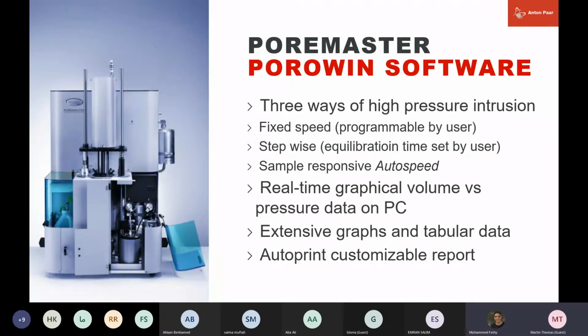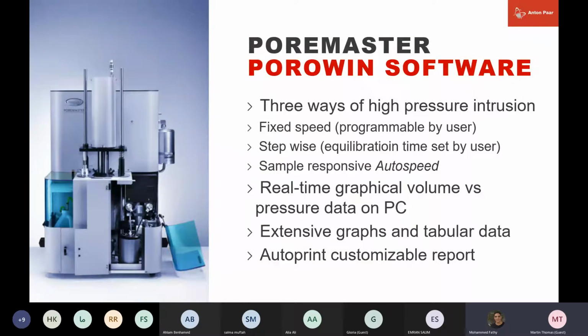You'll actually see that coming through on the screen, so you can watch the intrusion process. And then after all the data has been acquired, you've got extensive graphing and tabulating data, and you can set the software up to auto print a customizable report. So as soon as the analysis is over, if you have a printer attached to your PC, you can get a paper printout automatically at the end of the analysis, however many tables and graphs you want.